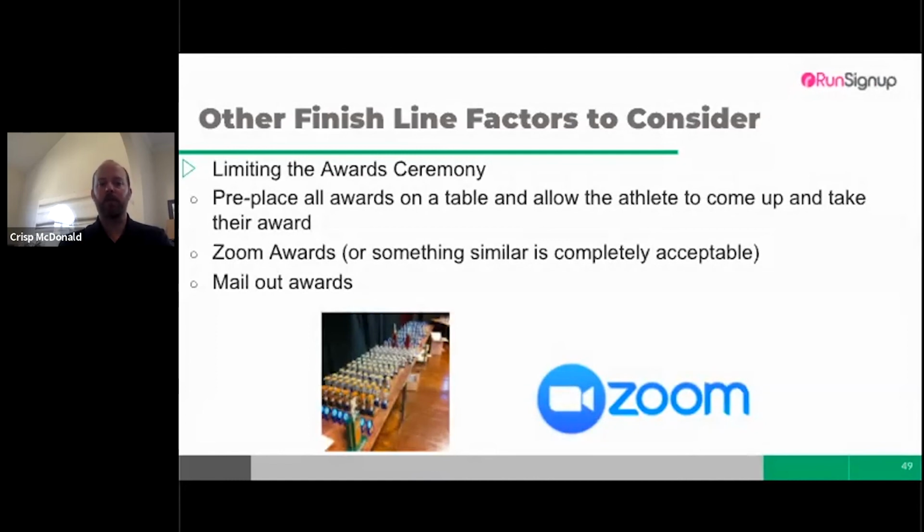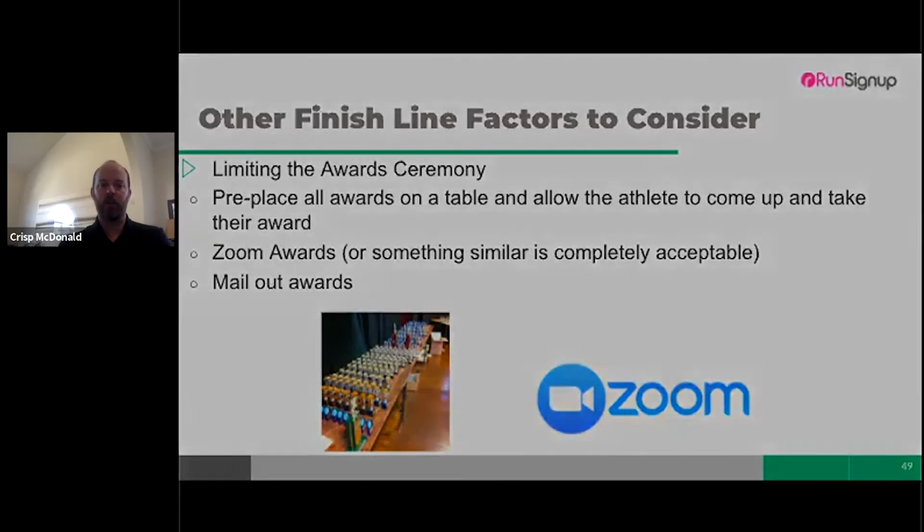So some other things to consider, and this is for in-person, and that's limiting the award ceremony or placing all the awards on a table and allowing the athlete to come pick it up. Zoom awards are something very similar, and or mailing out awards. Obviously, with mailing out awards, please keep in mind there is cost associated with that.